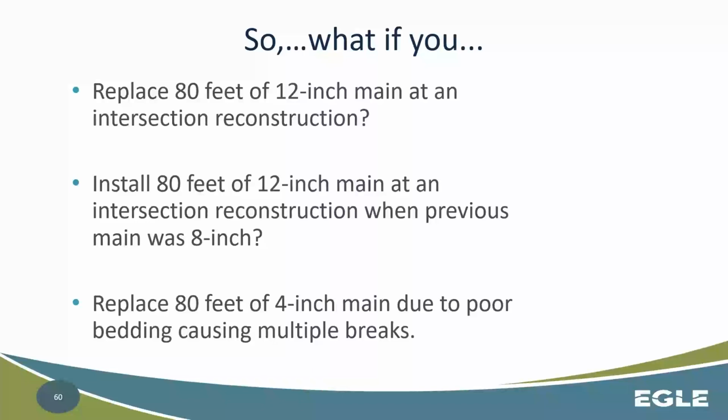And then that last one there: replace 80 feet of 4-inch main due to poor bedding conditions causing multiple breaks. So this is kind of a toss-up. At least my speaker notes here say no. Basically, what it says here is this is an unwritten policy, 100 feet or less, so basically 5 sticks of pipe is considered maintenance and not a replacement. Okay, even though 4 inches is inadequately sized for systems with fire protection, and capacity is an issue.